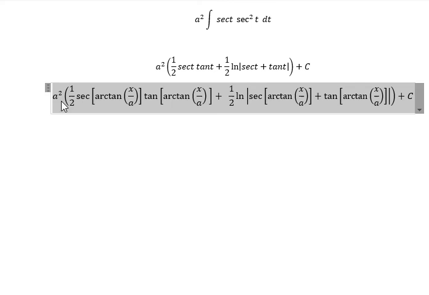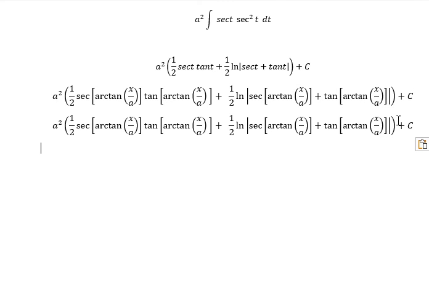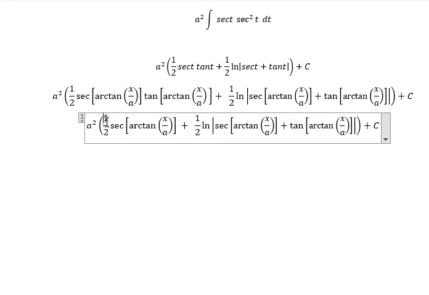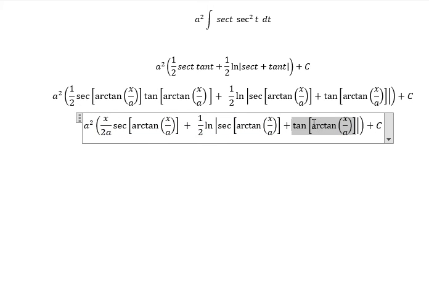Next, tan with arctan, we have s over a. So I will put this one in here. Similar for this one.